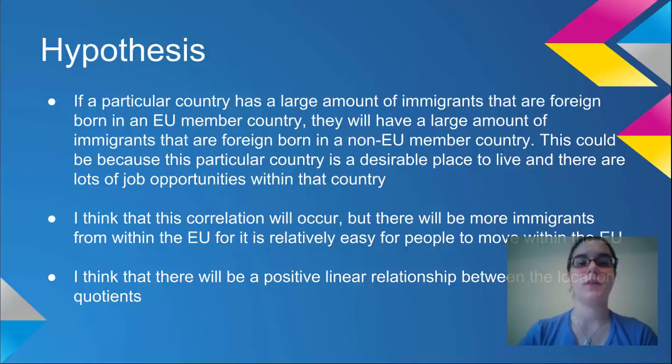My hypothesis was that if a particular country has a large amount of immigrants that are foreign-born in an EU member country, they will also have a large amount of immigrants that are foreign-born in a non-EU member country. I guess this would be because if it's desirable for one group of immigrants, it's probably going to be desirable for other immigrants as well, because it probably means their economy is better, or that they have more job opportunities, or whatever.